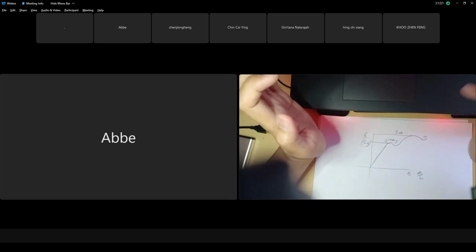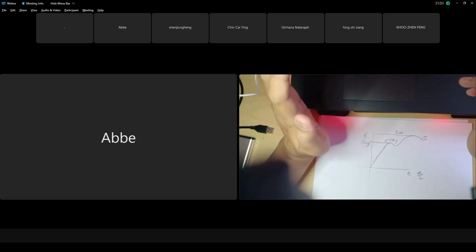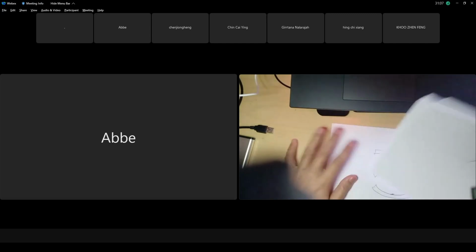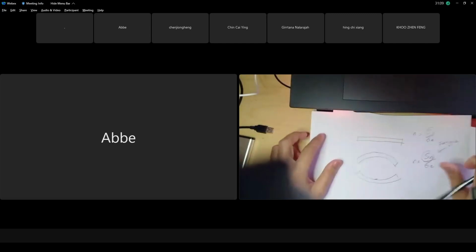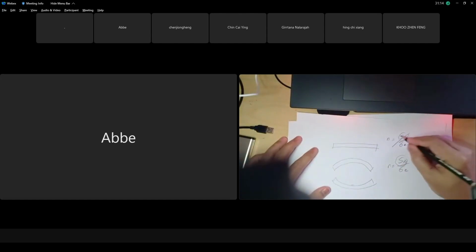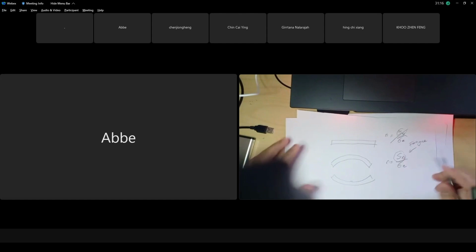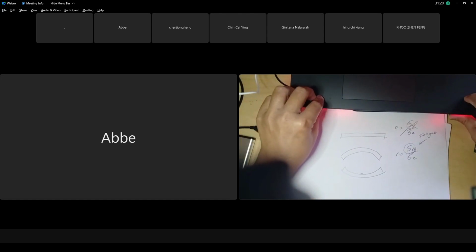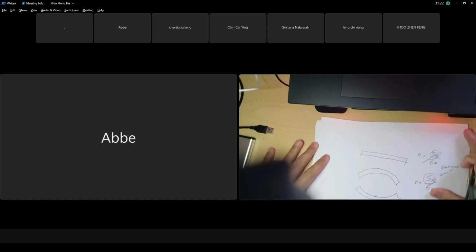But as I told you, if your loading is not static, for example you bend in this direction and back, you can no longer use SY. We will use the endurance limit. The endurance limit is lower than your static strength. Actually, that is the question I will explain to you later.